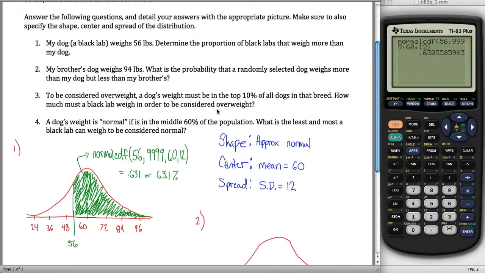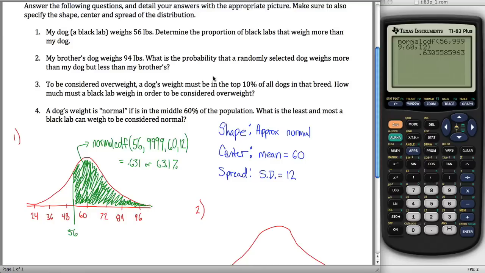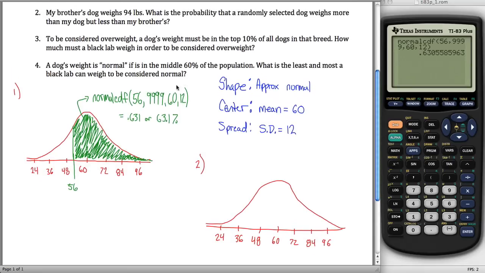So what you'll notice is that these two questions are worded a little bit differently. This area you can either interpret as the proportion of all dogs in this population that, in this case, weigh more than 56 pounds, or you can also interpret it to be the probability that one randomly selected dog will weigh more than 56 pounds. So I took advantage of that by asking two different questions, but really it's just the same question, a different way of wording it. Anyways, we want to know the probability the dog weighs between 56 and 94 pounds.